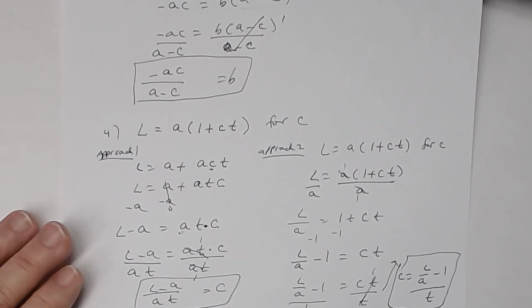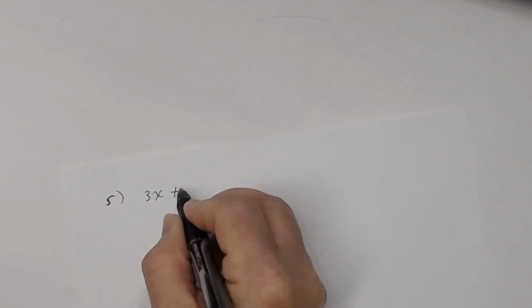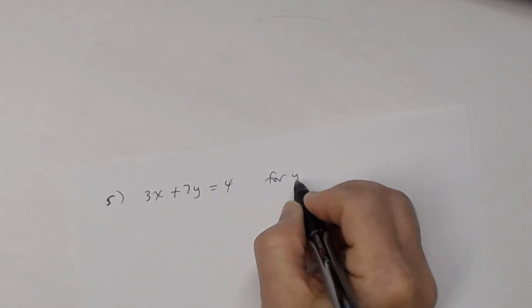All right, now let's look at number 5. So this is number 5. We have 3x plus 7y is equal to 4, and you want to solve for y.